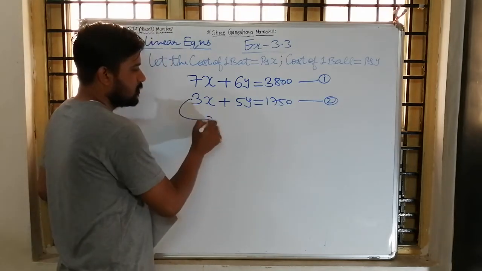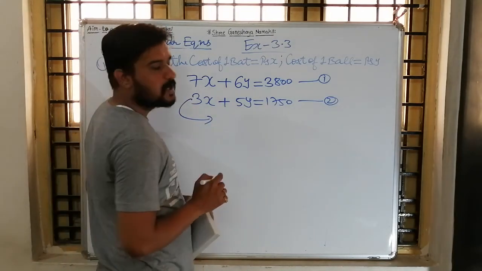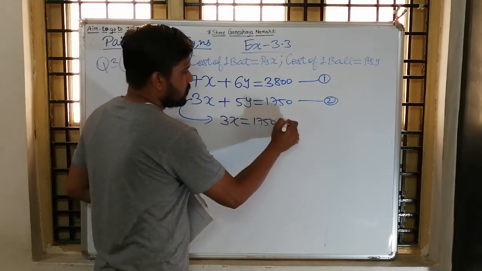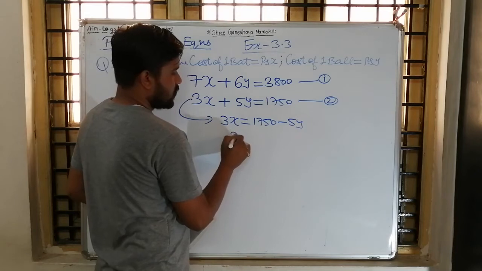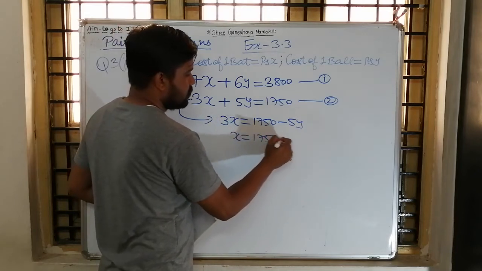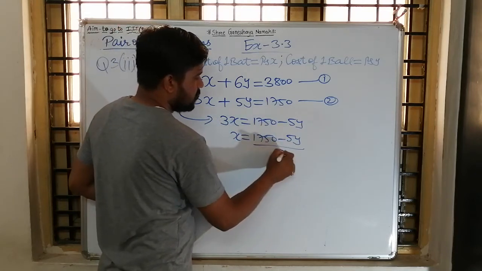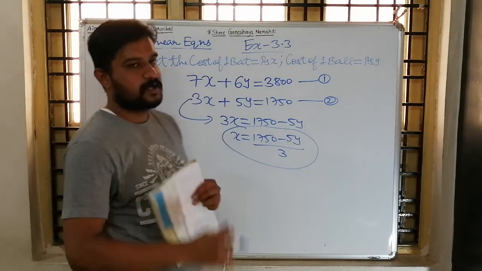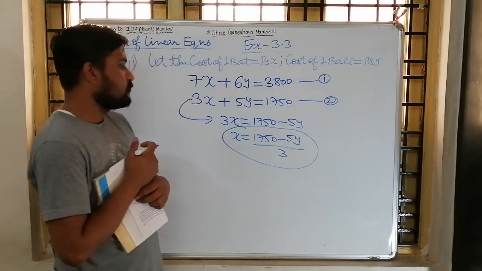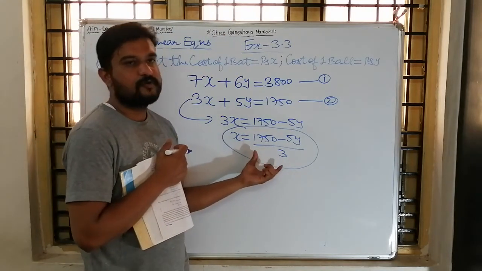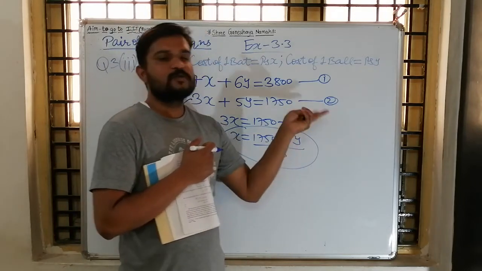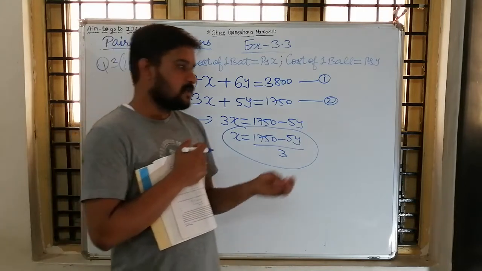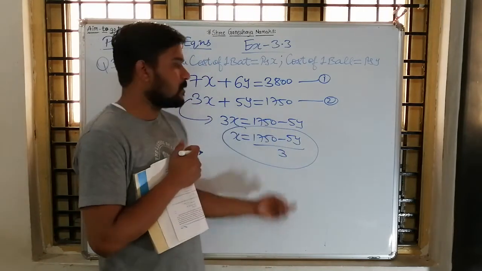Like for example, मैं ये equation से x variable का value find करूँगा, so 3x which is equal to 1750 minus 5y, so x is equal to 1750 minus 5y divided by 3. अभी ये value आपको ऊपर वाले equation में रखना है ताकि आपको y का value मिले. Okay, फिर वो y का value मिलने के बाद दोनों में से कोई भी एक इक्वेशन में आपको y का वैल्यू place करो, you will get the value of x. Okay, previous problem के जैसा ही है, आप लोग try कीजिए.